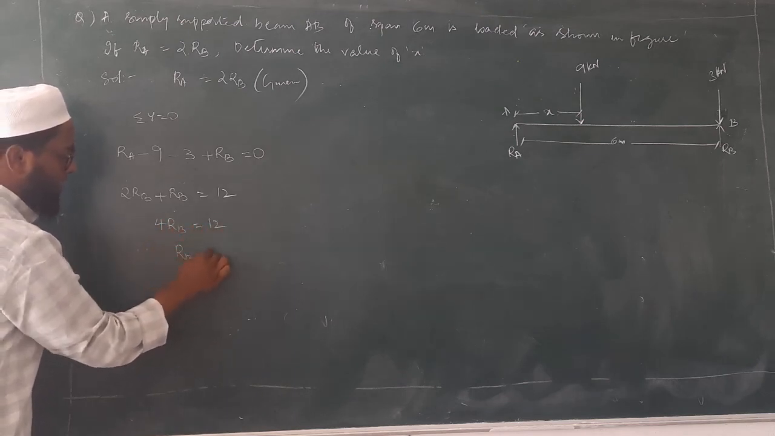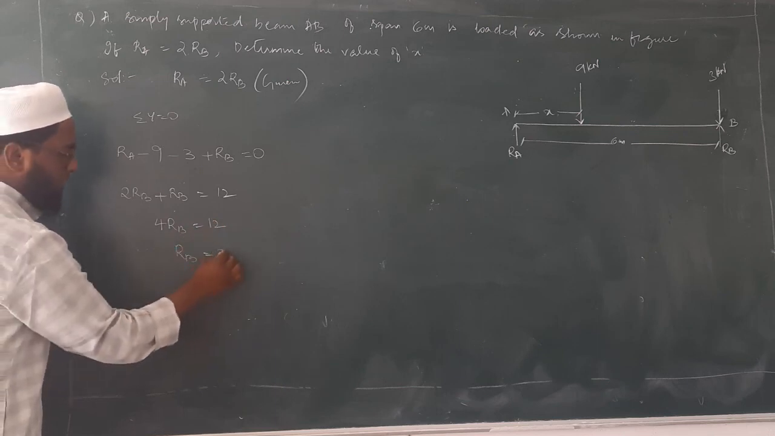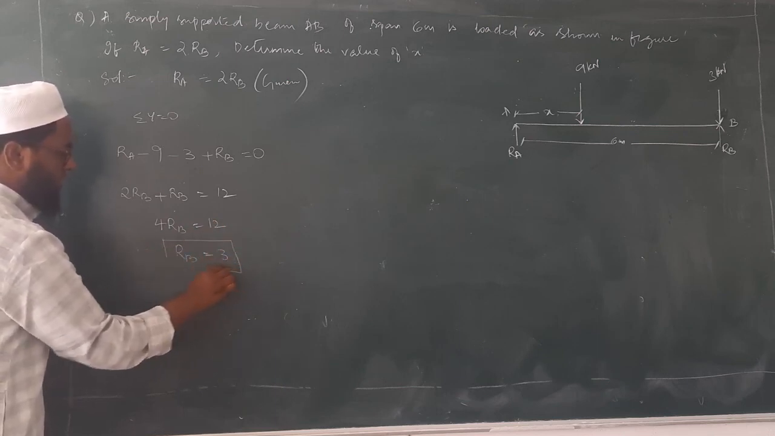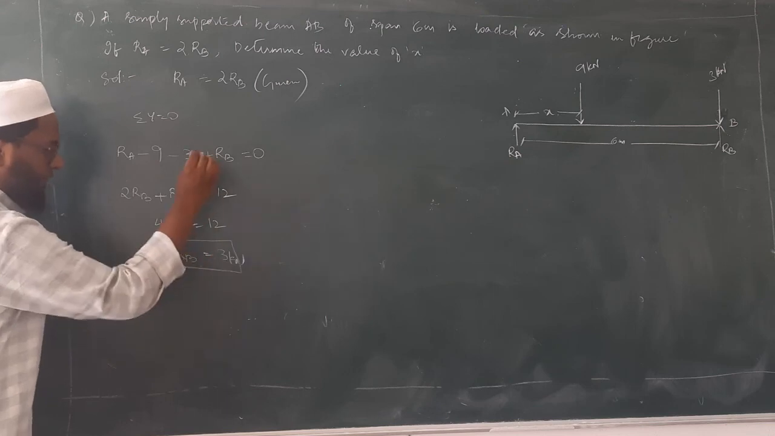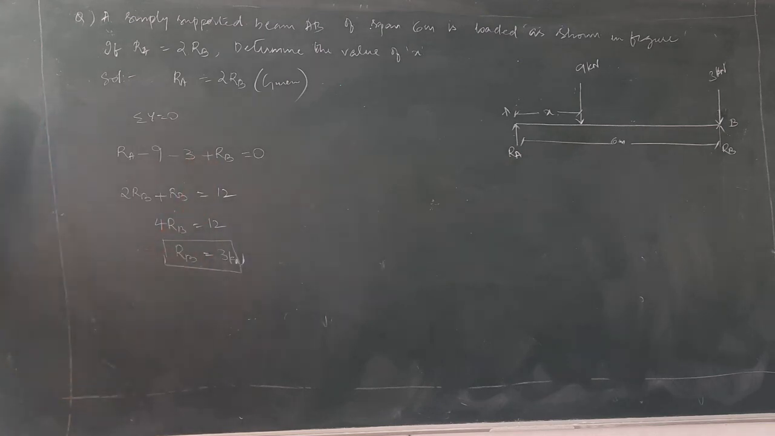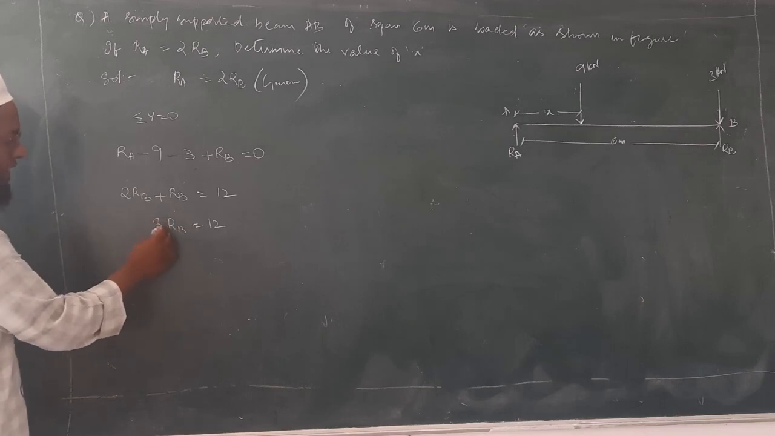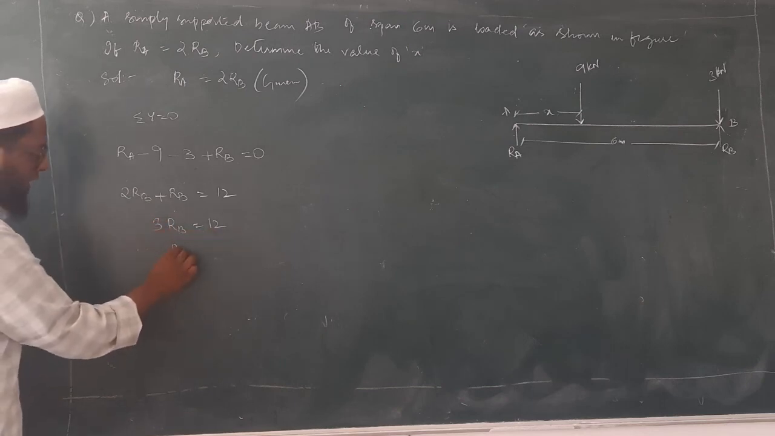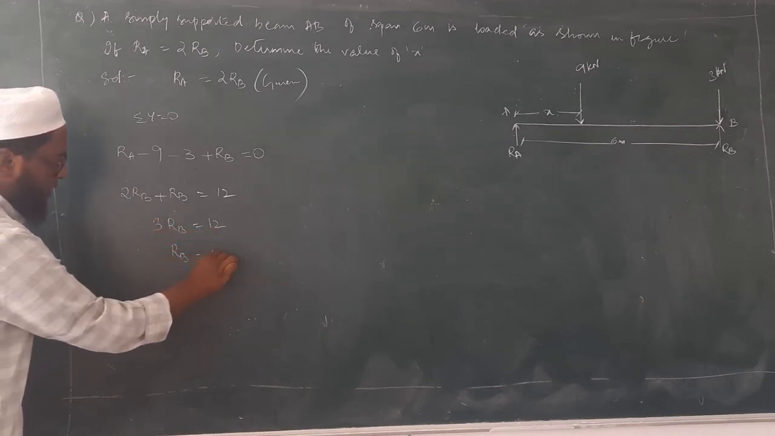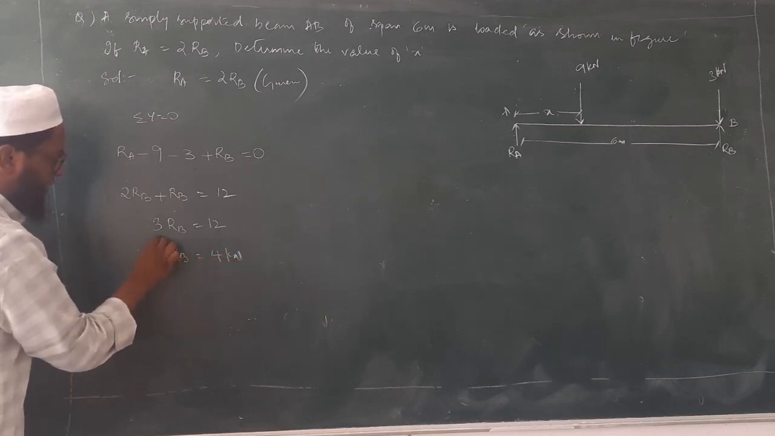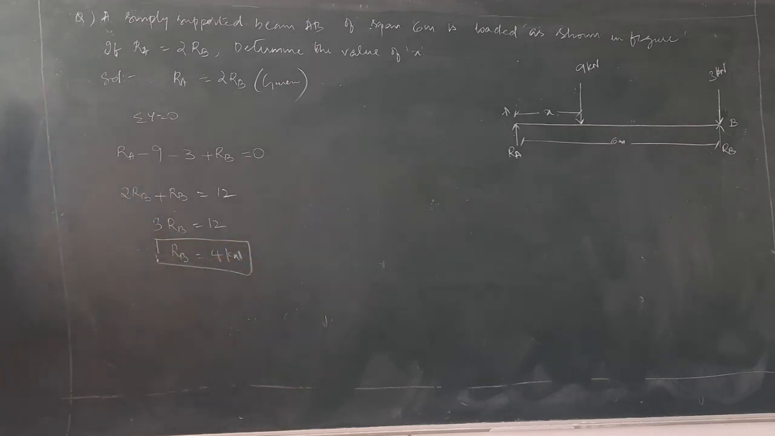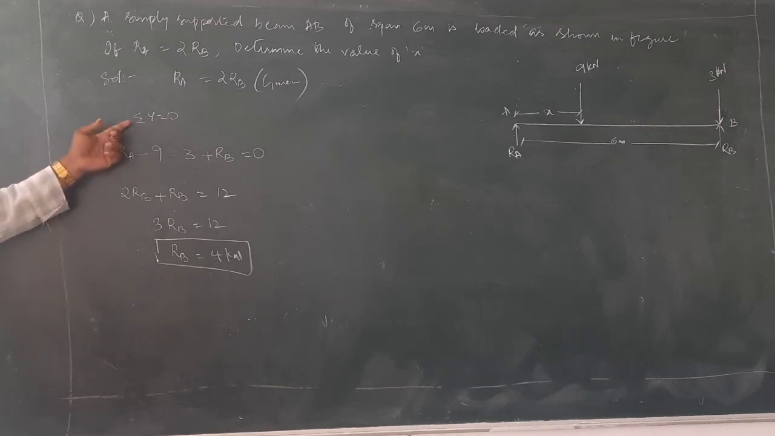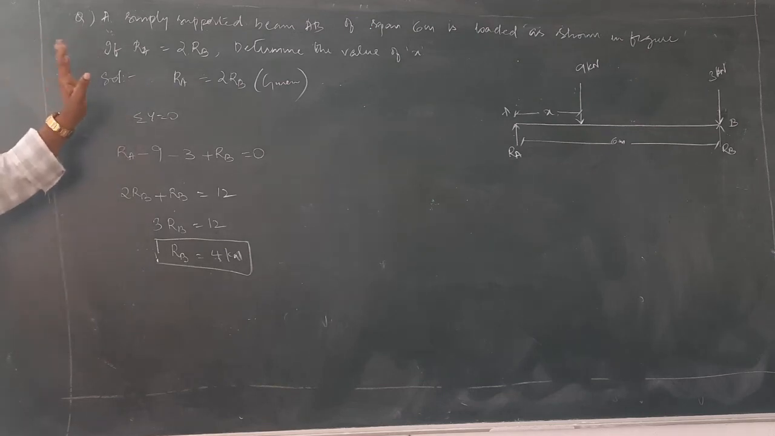So RB is equal to how much? 3 ones are 3, 4s are 12, so RB is equal to 4 kilonewton. Fine. I got the value of RB. Now we have come across sigma y. Sigma x is not useful here.